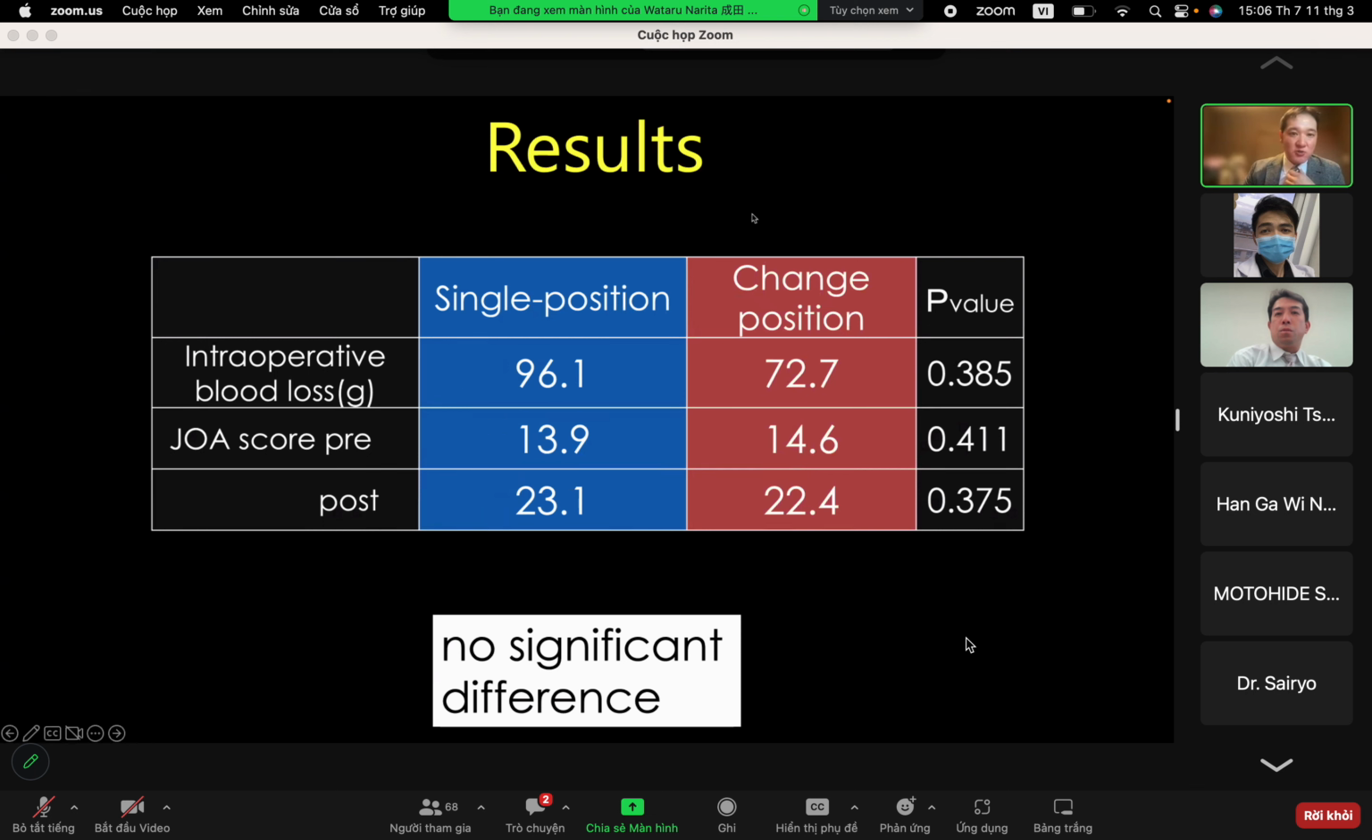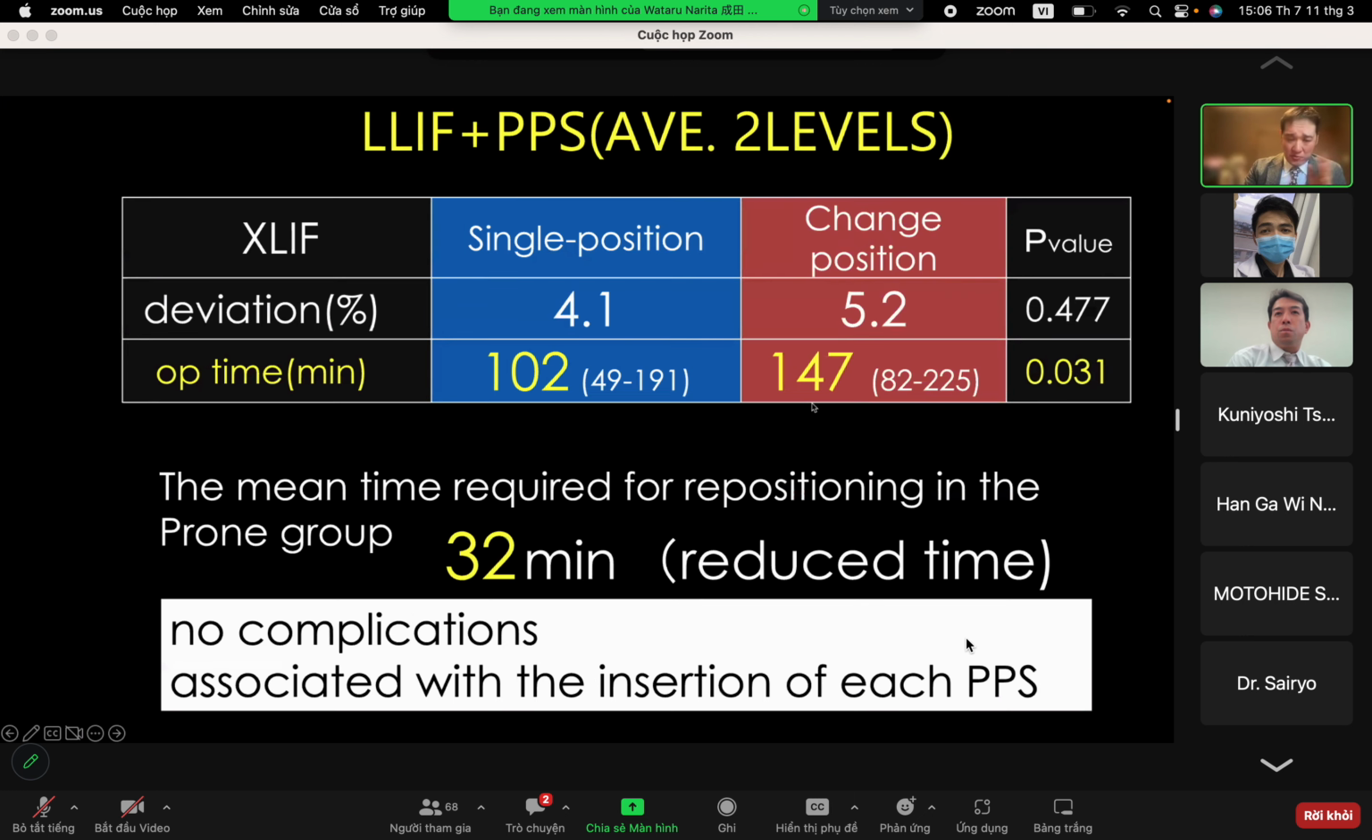A single position and a changed position is the background. There's no difference in deviation. As for operation time, it is reduced by about 30 minutes, and there were no complications.